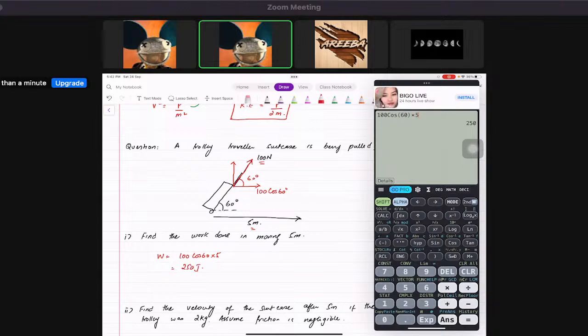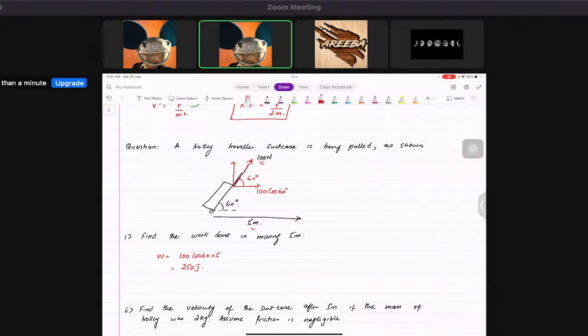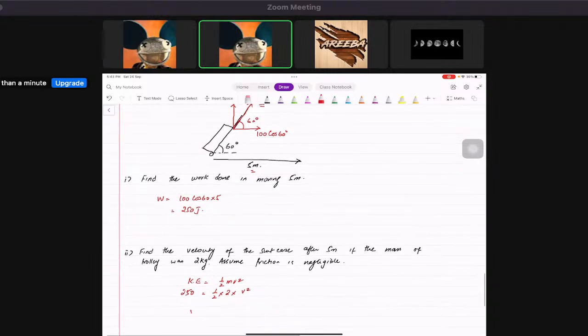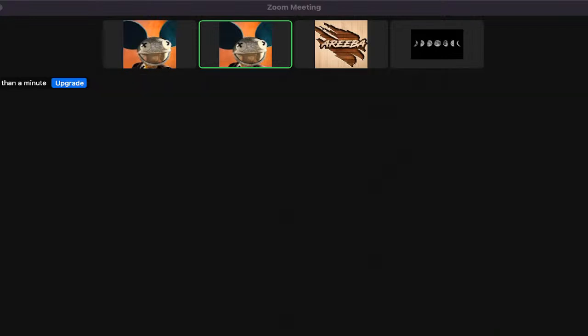Then this is the work done that of course had sped this up. So we know kinetic energy is given by half mv square. If friction is negligible, it means all the work is put in to move this. So half mass is 2, and we would like to find this. So v is going to be root of 250, so under root 250.